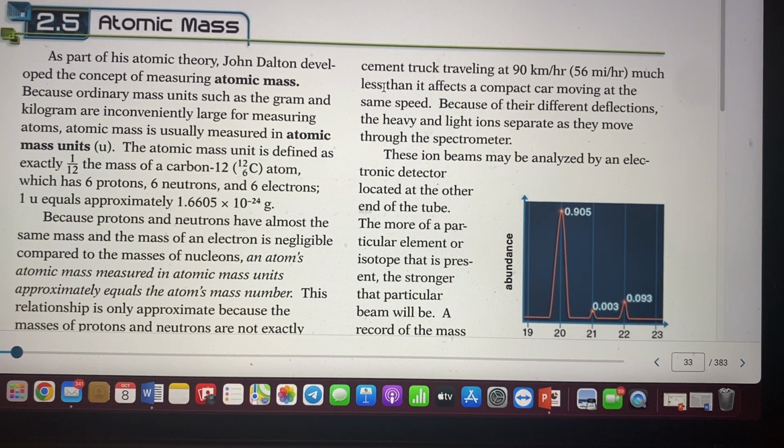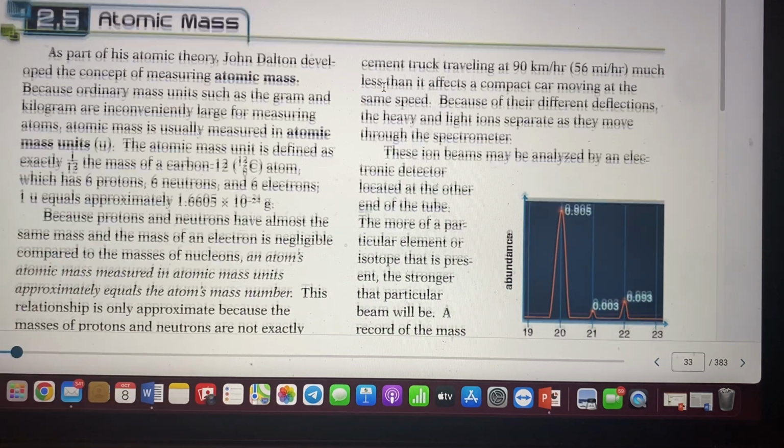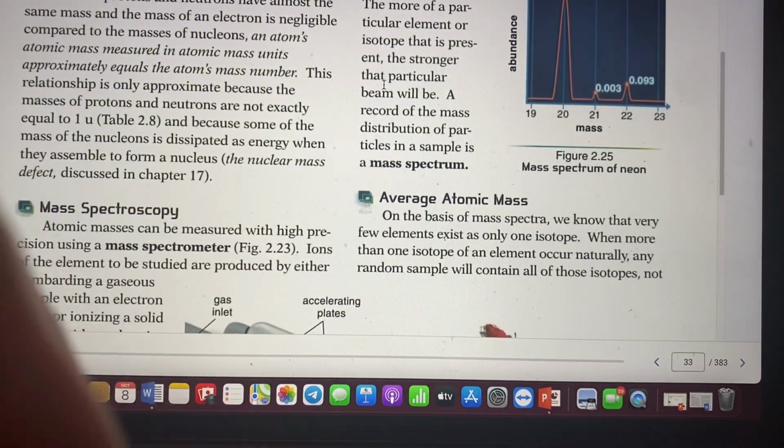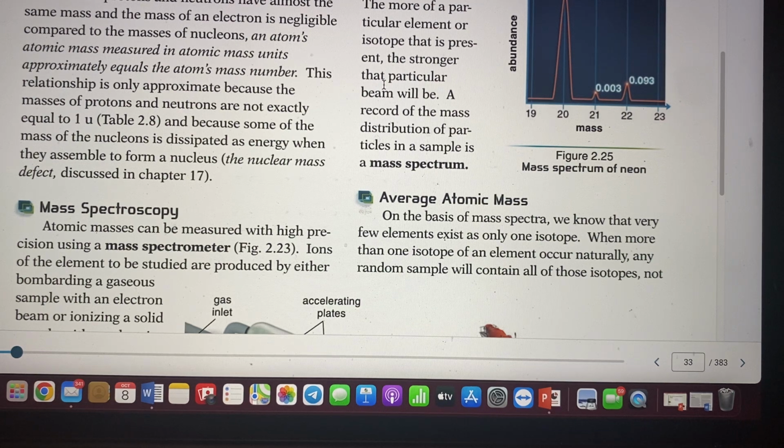Because protons and neutrons have almost the same mass, and the mass of an electron is very negligible compared to the masses of the nucleons, the atomic mass measured in atomic mass units approximately equals the mass number. So a little tiny bit more, right? And this relationship is only approximate because the masses of the protons and neutrons are not exactly equal to 1 u, and also they have to take in the mass of the electron, which is very, very small compared to the proton and neutron. So how did they figure this out?